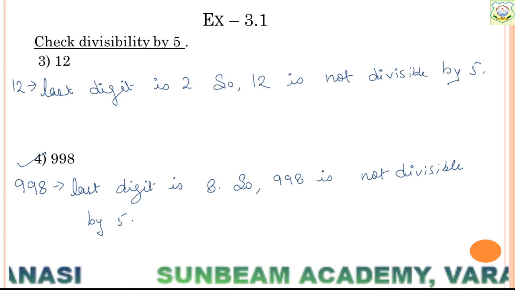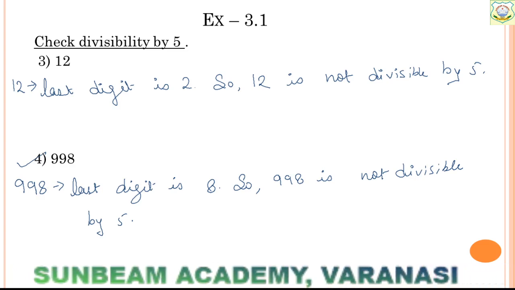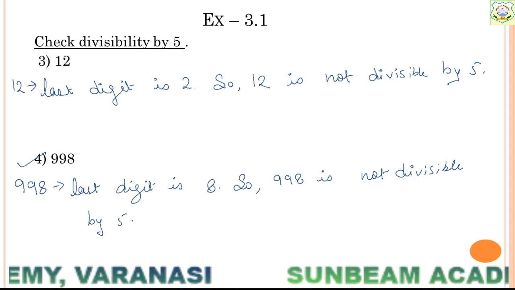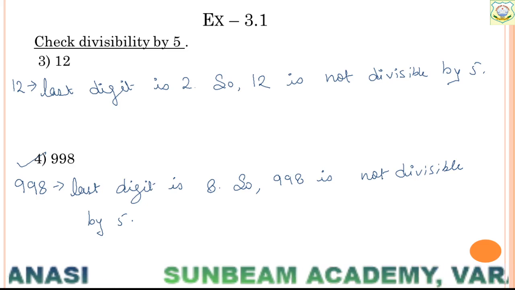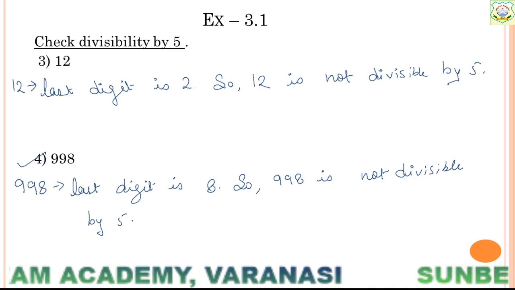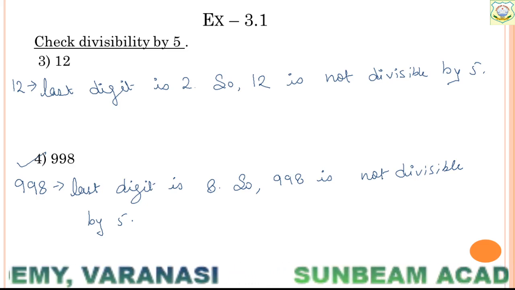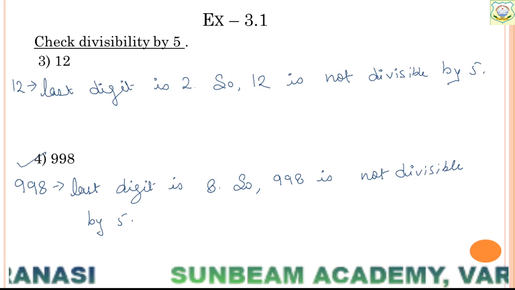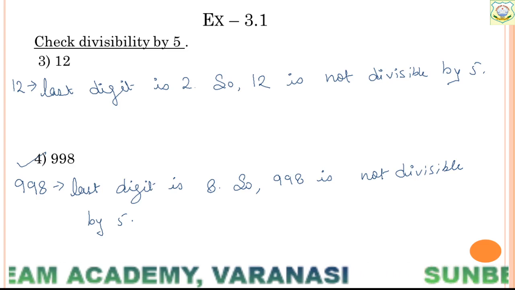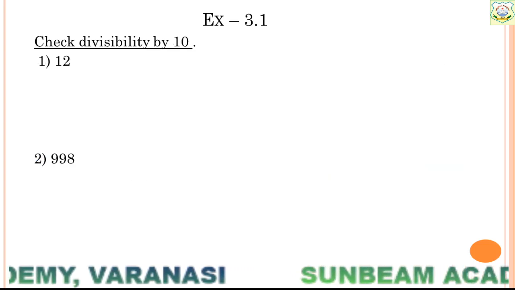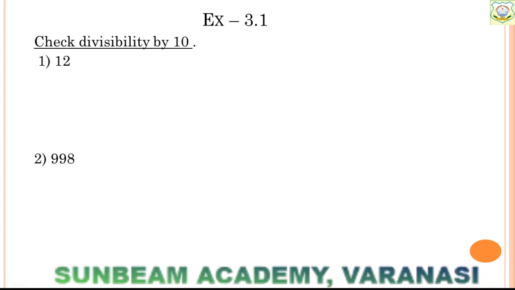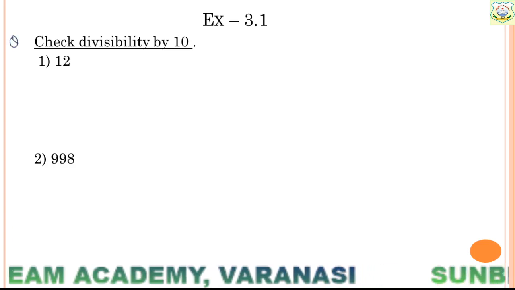Now, after doing this, on a new page, write down heading question number 3. Question 1 was check divisibility by 2. Question 2 is check divisibility by 5. Then on the third page, you have to write question number 3. Check divisibility by 10. Alright, so let's start the divisibility by 10. Note down the question. Write down question number 3 on a new page.